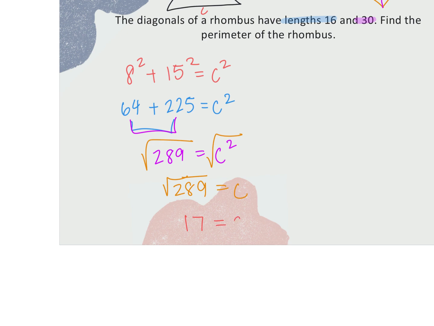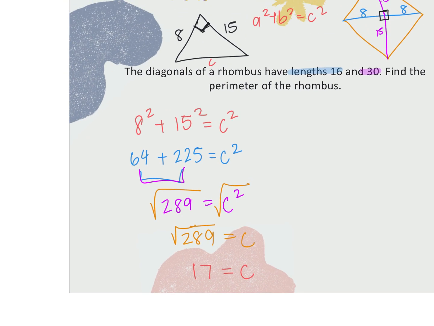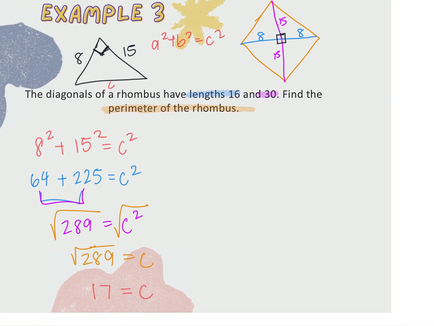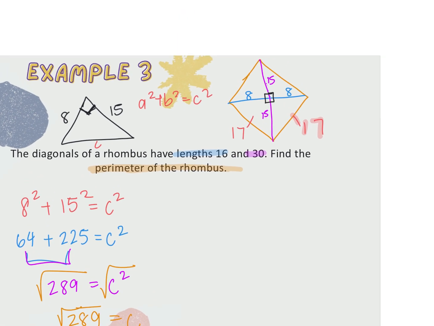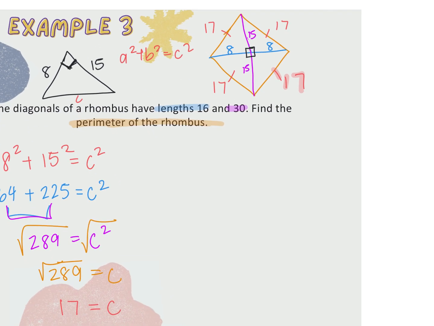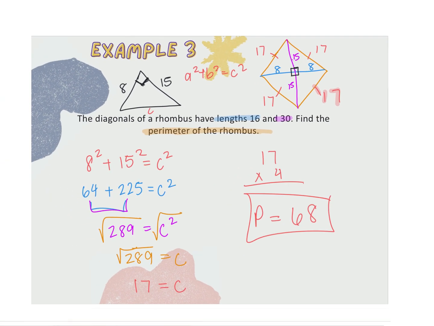17 is not my answer, okay? Remember, the question asks for the perimeter of the rhombus. 17 is right here, 17 is right here, 17 is right here, and 17 is right here. All you have to do is take that 17, either add it 4 times or multiply it times 4, and your answer should have been, your perimeter equals 68. 68 as your answer. Questions, comments, concerns for this one?